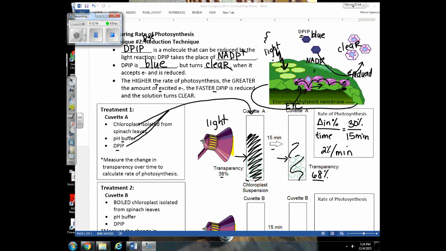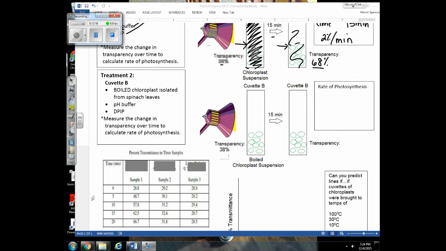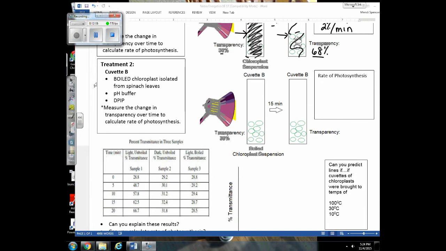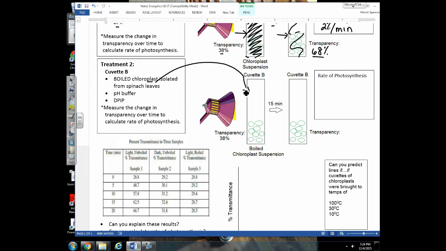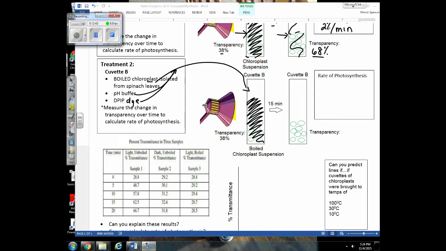Okay, so let's set up another scenario in a different cuvette. I'm going to isolate chloroplasts in the same method that I described before, and then I'm going to boil them. After I boil them, I'm going to place them into another cuvette. Again, I have to put that pH buffer in there, and I have to add my dye that can be reduced, that DPIP. As soon as I put the DPIP in, again it's going to be a really dark, beautiful blue color. With this information, think about how the transparency of our cuvette is going to change if we sit it in front of a light for 15 minutes.